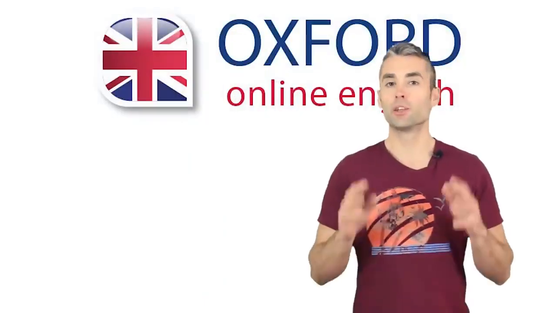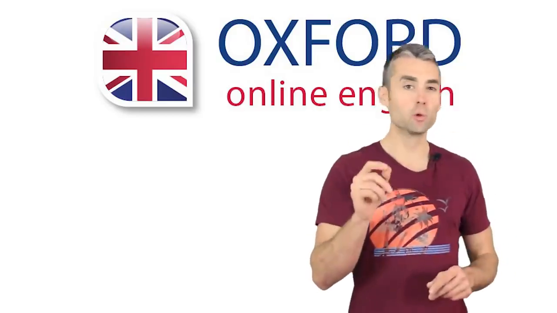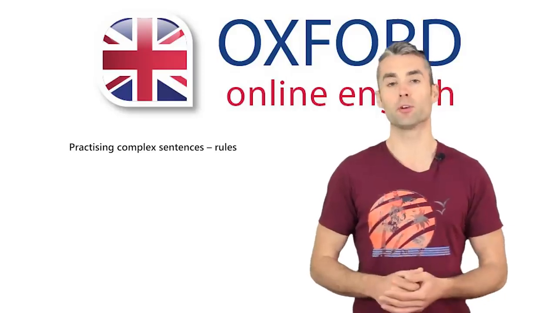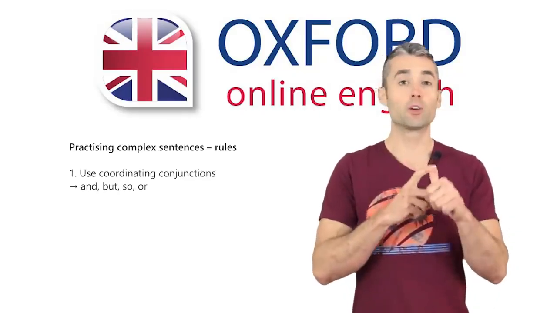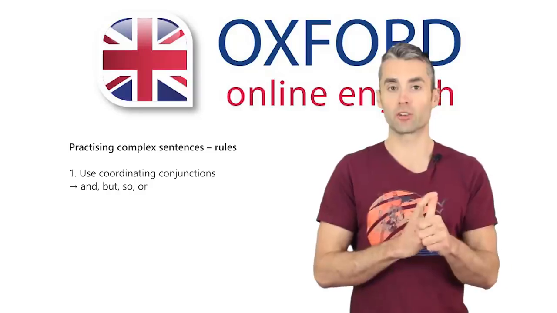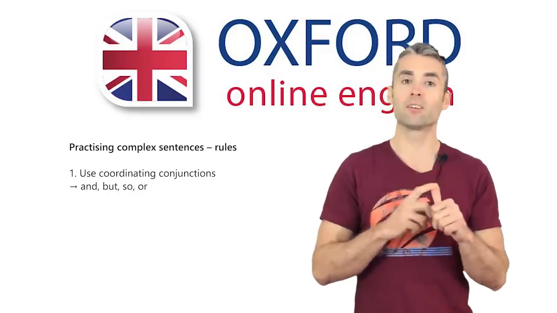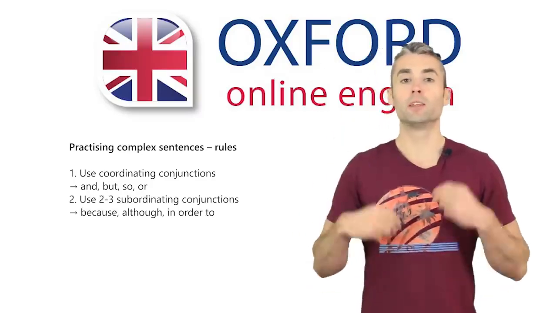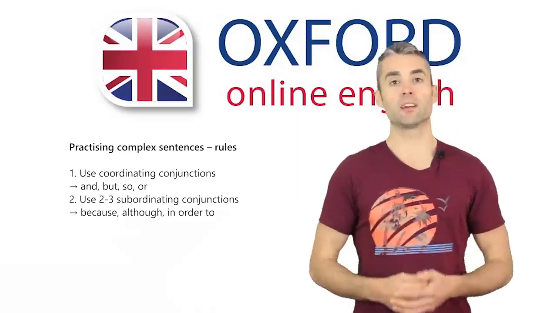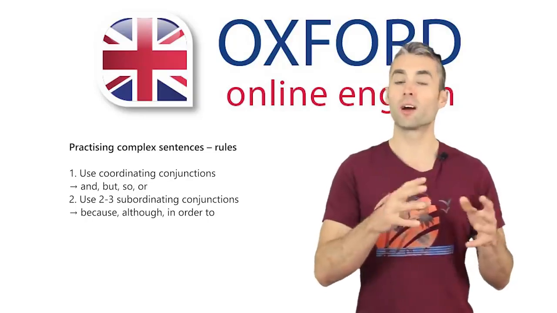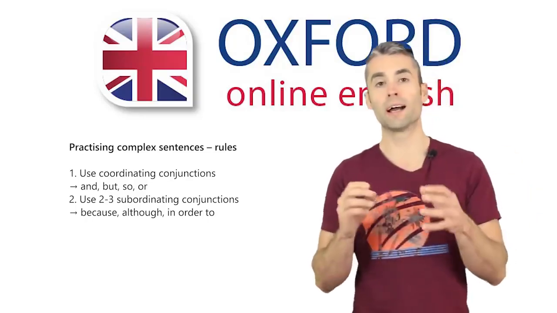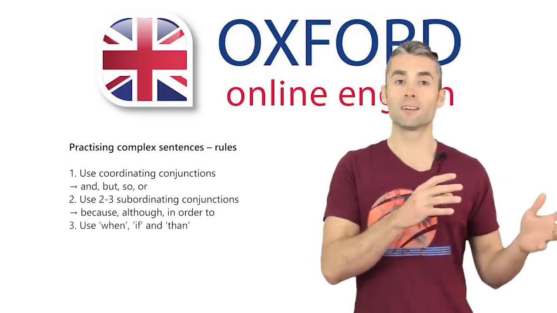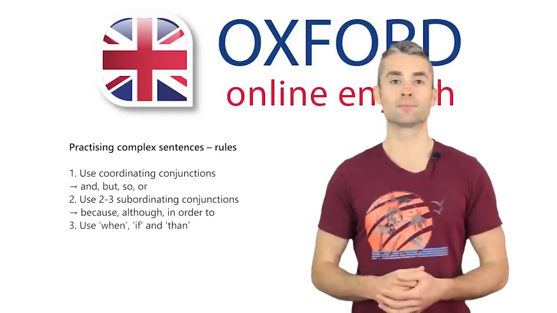At step 2, you're going to do the same things, but the rules are different. Here are some suggested rules for step 2. 1. You can use any coordinating conjunctions. That means and, but, so, and or. 2. You can use 2 or 3 subordinating conjunctions. We suggest you start with because, although, and in order to. 3. You can use when, if, and than.